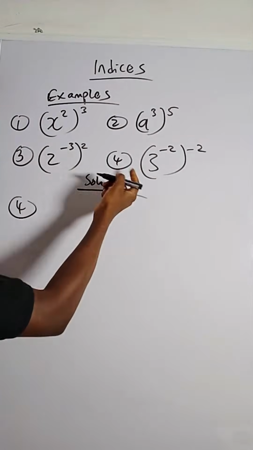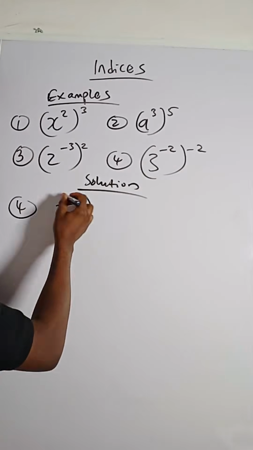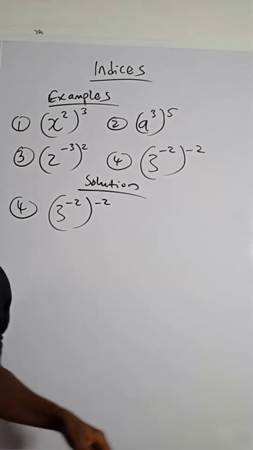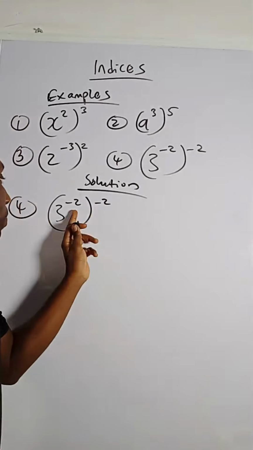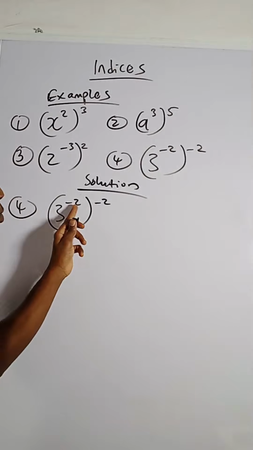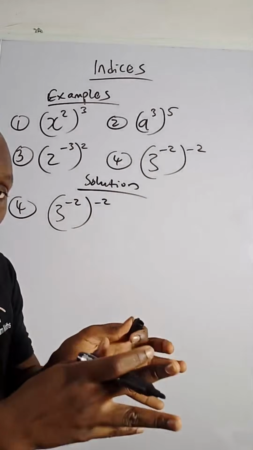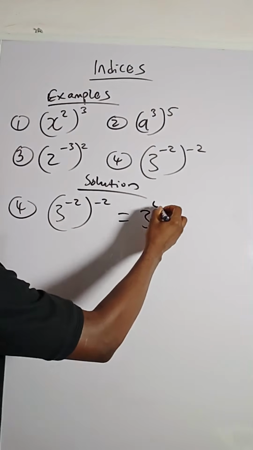So number 4, this is it. 3 raised to power negative 2, power of a power. You multiply these 2 powers. Negative 2 times negative 2 is what? 4. So this is what? 3 raised to power 4.